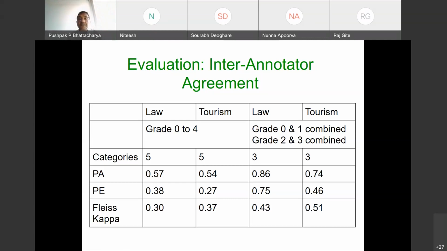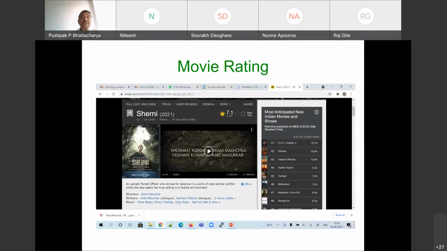Okay, so this is what we did, and the annotation scores were recorded. So this was one situation where we had to worry about Fleiss' Kappa, inter-annotator agreement, and so on. Another situation is movie rating. So if you go to IMDb, which is where a lot of moviegoers give their views about a movie.